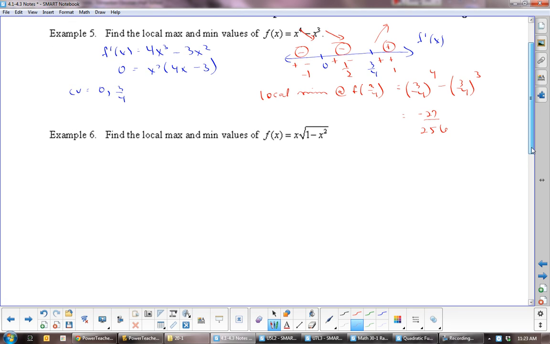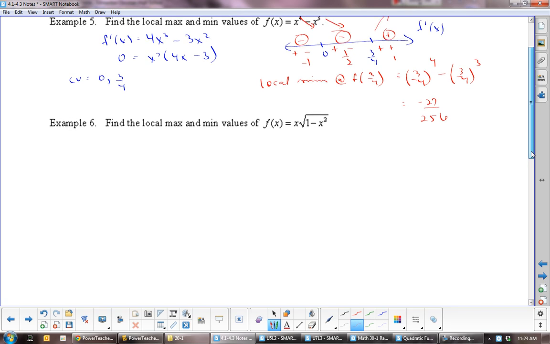Okay, let's do a bit more of a challenging one here. Find the local max and min values of f of x equals x times the square root of 1 minus x squared. Okay, well the first thing, since we know we're going to be finding the derivative of this, let's get this into exponential notation: 1 minus x squared to the 1/2.